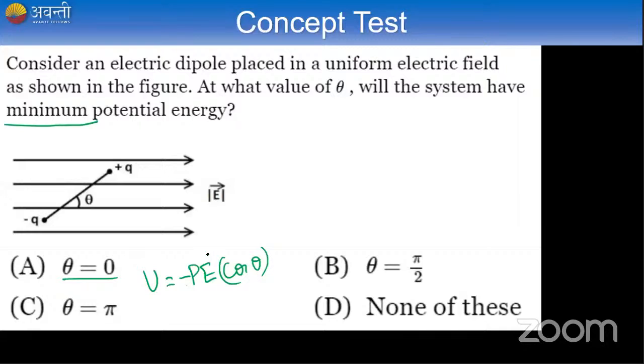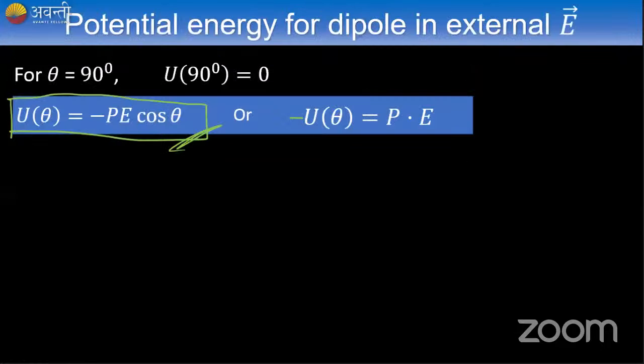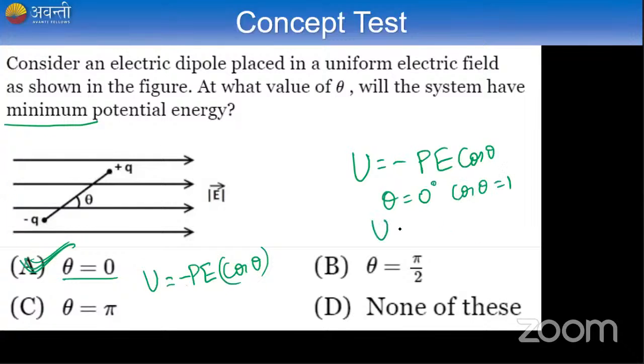So most of you had given me the right answer. The answer is option A. Why? We know U is equal to minus P cos theta. If my theta is equal to 0, then my cos theta will be equal to 1. Then my U will be negative, right? My U will be negative, so it will be minimum.